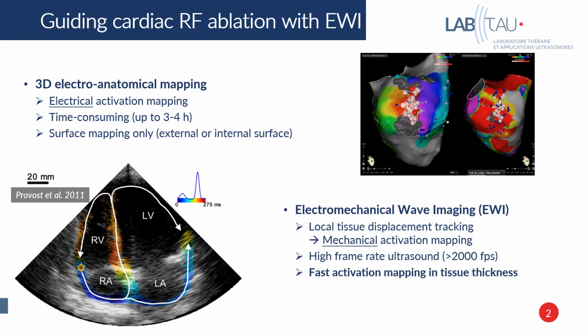What we want to do is to improve the guidance of cardiac arrhythmias treatment by using electromechanical wave imaging that could, for example, be paired with this first method, this time to provide mechanical activation maps of the heart by tracking the local tissue displacement triggered by the heart contraction. So we need high frame rate ultrasound acquisition for that, and this would provide fast activation maps into the tissue thickness this time, and not only at the surface.